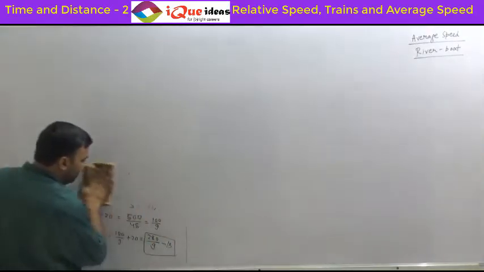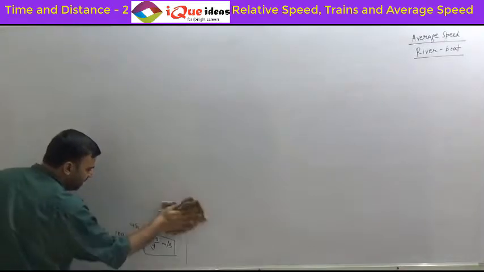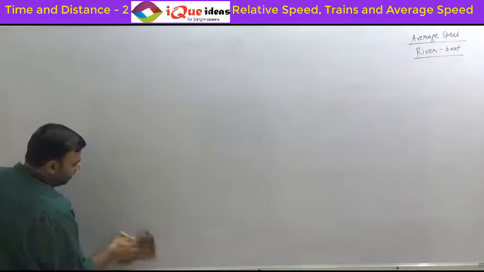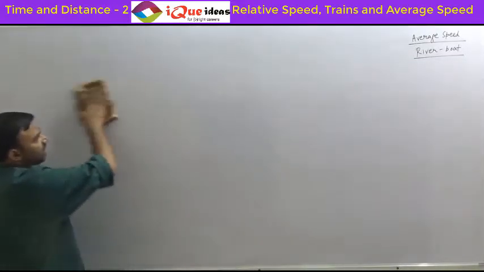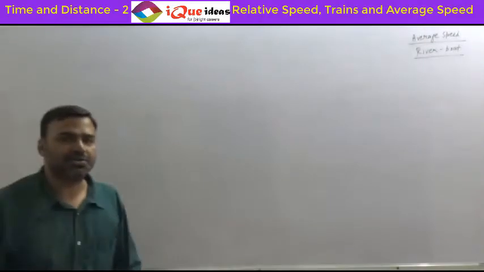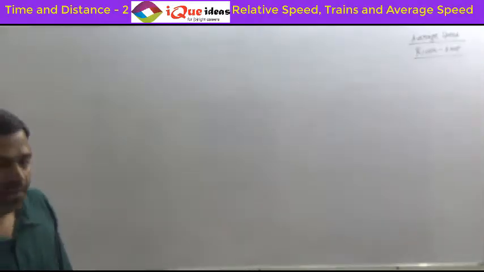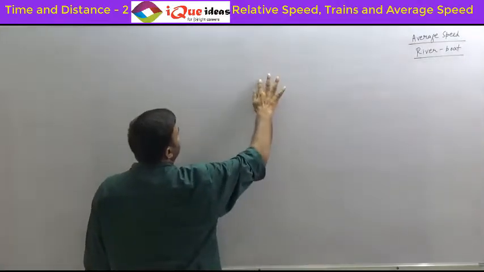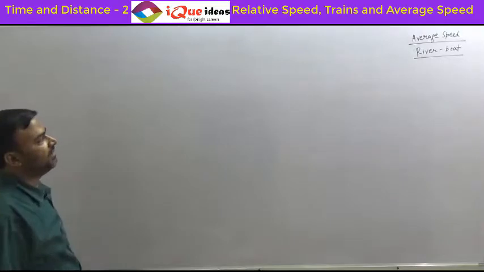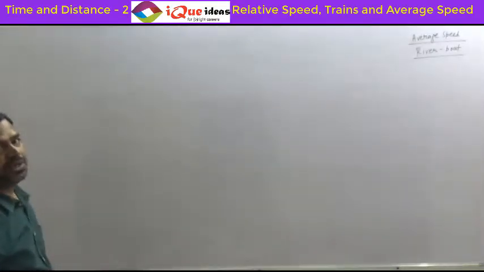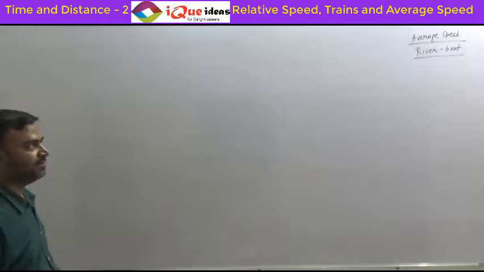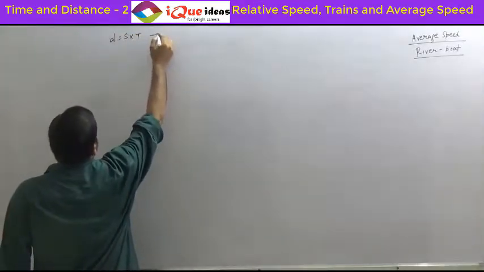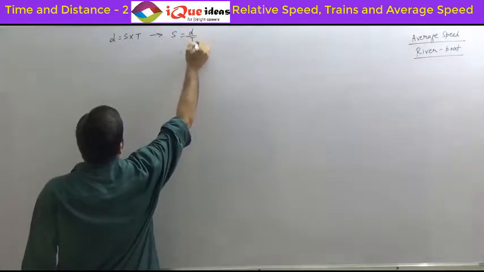The question of average speed will arise only if there are certain distances which are travelled at different speeds. See, if you travel a distance at constant speed, the average speed of the entire duration will remain the same as the constant speed. But suppose a given distance is travelled in parts, and the speed in every part is different or changing, then only the situation of average speed will arise. We already know that distance is equal to speed into time, so speed is equal to distance by time.